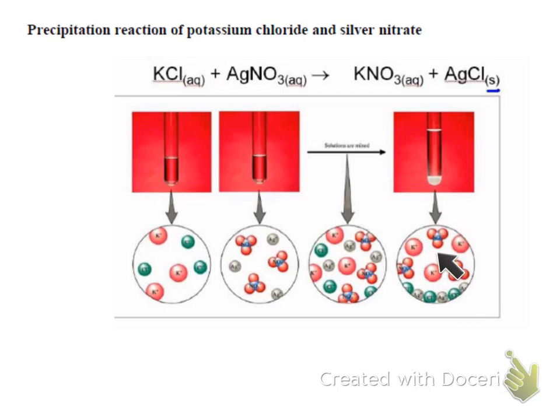The potassium and the nitrate are still free in solution. They're not making a solid, they're not joined together. And when we write the formula, we write KNO3 with the (aq), but they're not really a compound, they're not really together because the potassium is separate from the nitrate in solution.